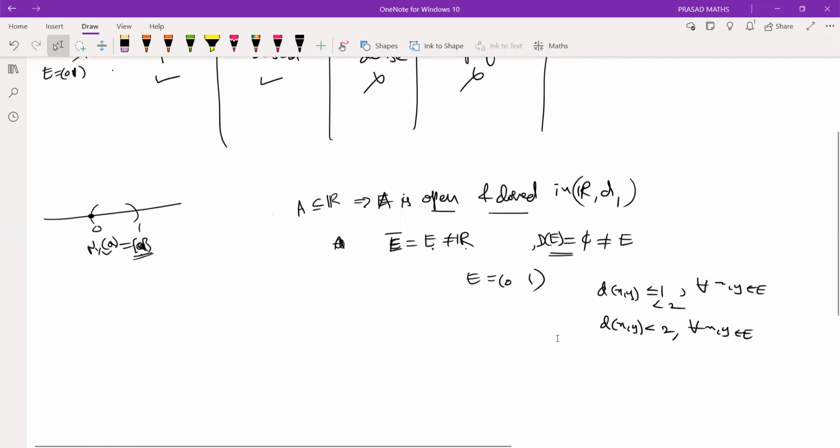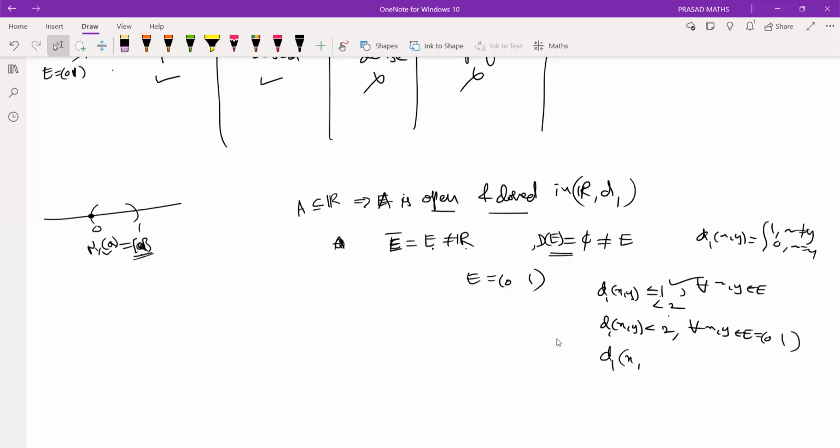What is my distance function? My distance function is discrete. This is either 1 or 0. Therefore, it is less than or equal to 1, and 1 is less than 2. Therefore, the distance between x, y is less than 2 for every x, y belonging to E. My set is open (0, 1), so in particular I can take y equal to 0.5, and the distance is less than 2 for every x belonging to (0, 1).